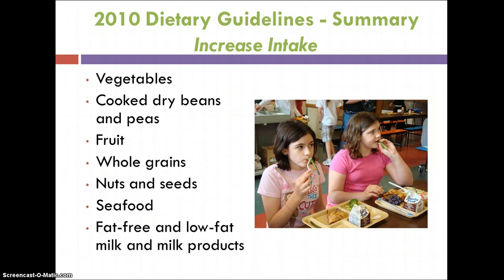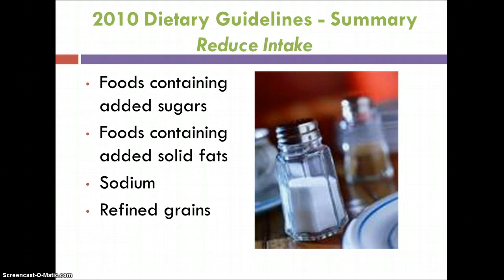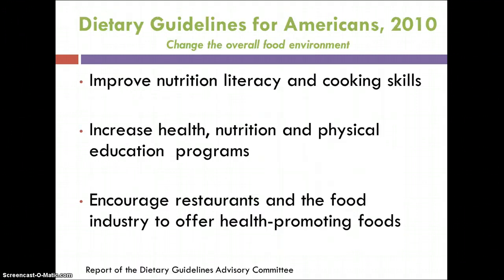Of course, vegetables, dry beans and peas, legumes. We don't have to have a meat-filled meal every night. You can have a meatless dinner. Plenty of fruit, whole grains, nuts, seeds, seafood. You should be memorizing these at this point. Low-fat dairy. Foods containing solid fats, sodium, and refined grains need to be reduced.